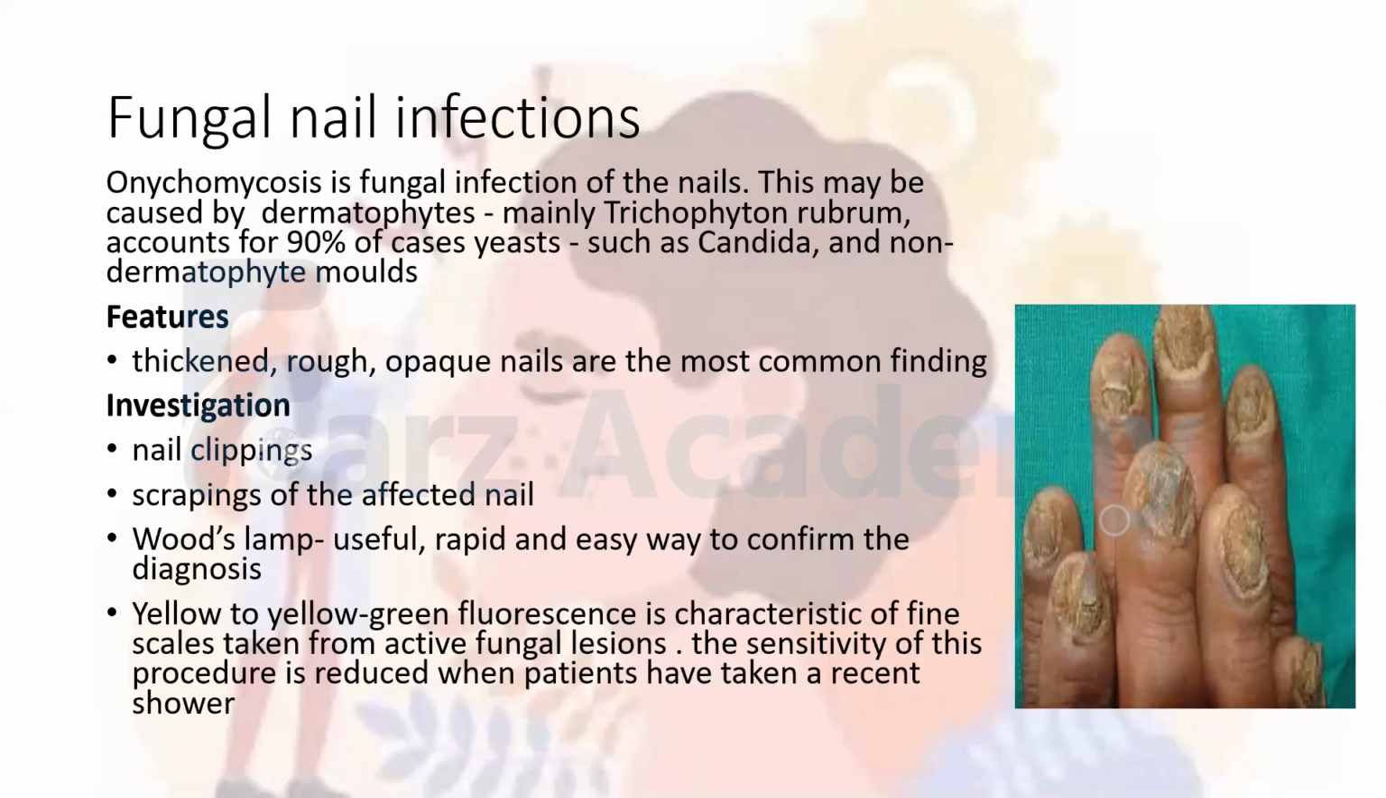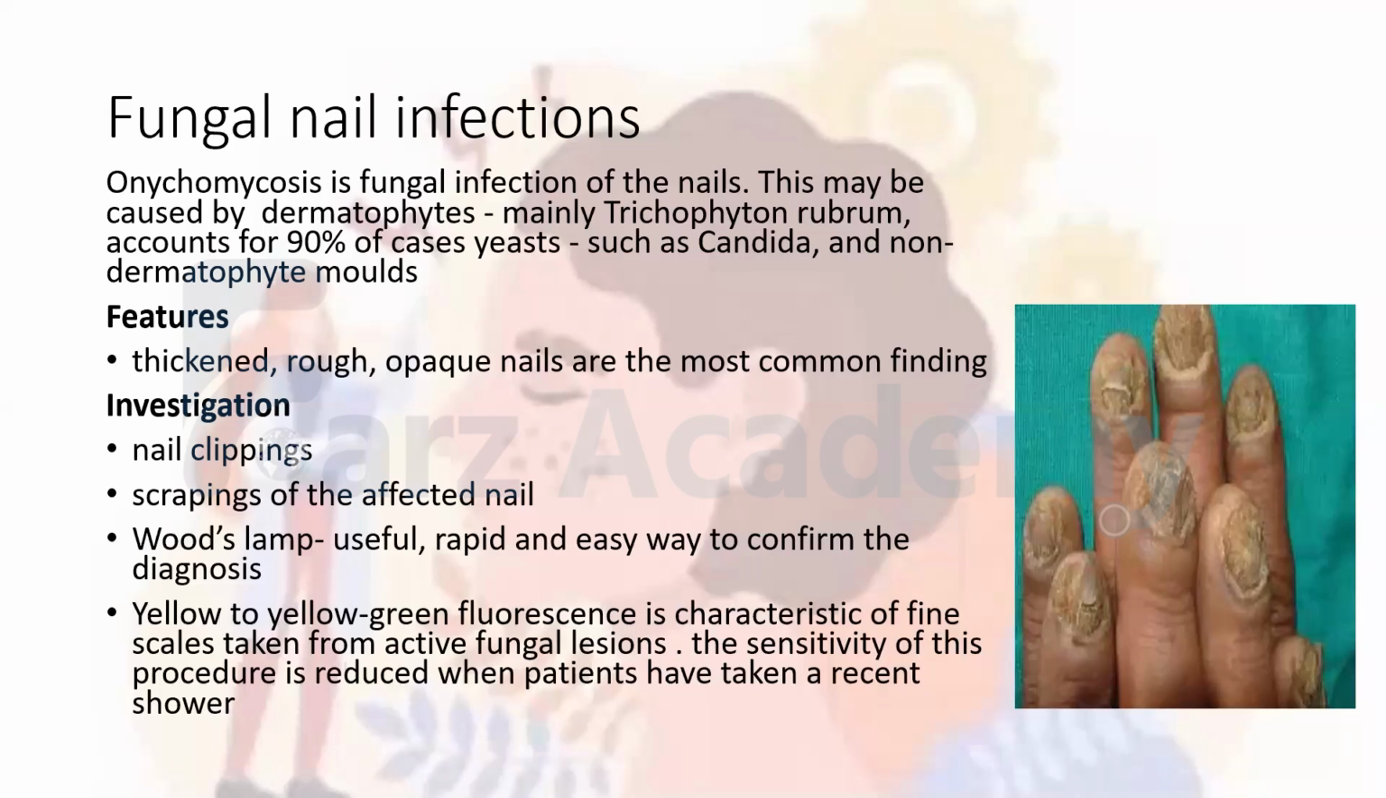What are the features of onychomycosis? Thickened, rough, opaque nails. As you can see in the image, the nails look very nasty. Rough, thick, and you can even see pitting of the nails. So how do you investigate these patients? You will have to take nail clippings and scrapings of the affected nail. Wood's lamp examination can be done.